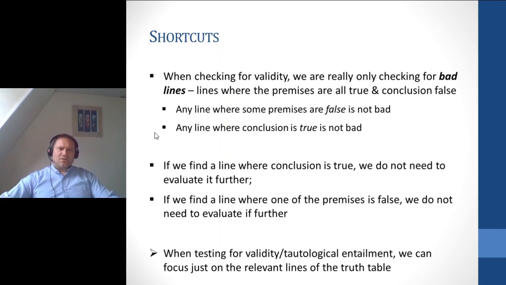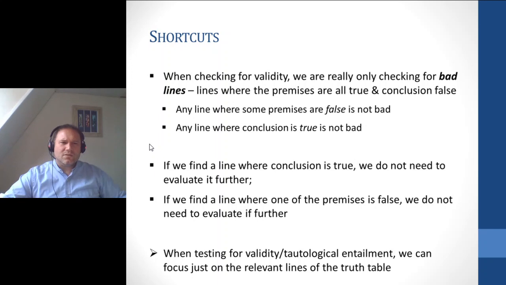Now, when we think then about constructing our truth tables, this means we can save ourselves some effort. That is, if we're working through a row or a valuation, and we find a line where the conclusion's true, we don't need to evaluate it further. It doesn't matter. Similarly, if we find a line where one of the premises is false, we don't need to evaluate it anymore. It doesn't matter. We can just stop looking at it. That is, when testing for validity or tautological entailment, you can look just at the relevant lines in the table. Lines where the conclusion's false, and try and see if you can make all the premises true.